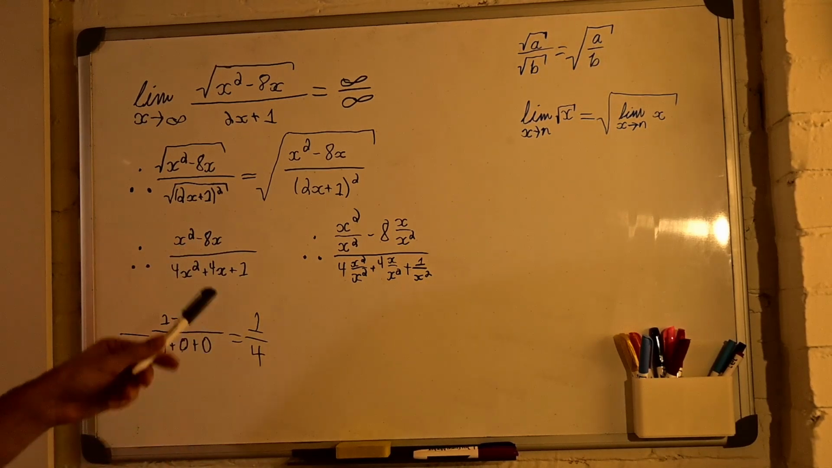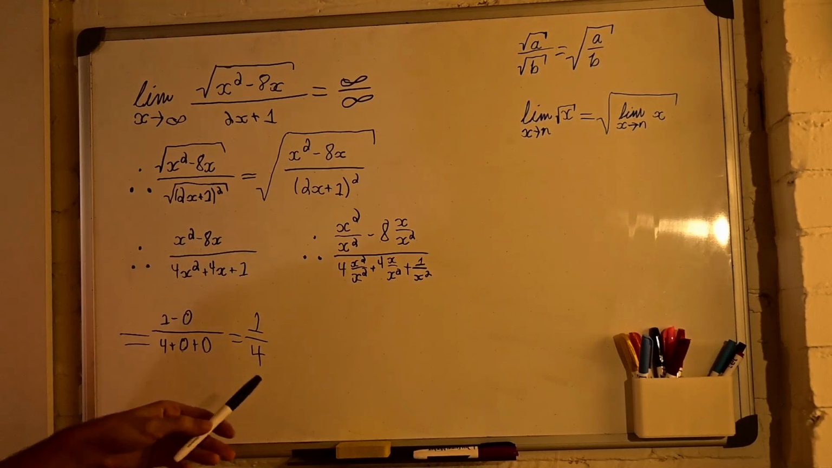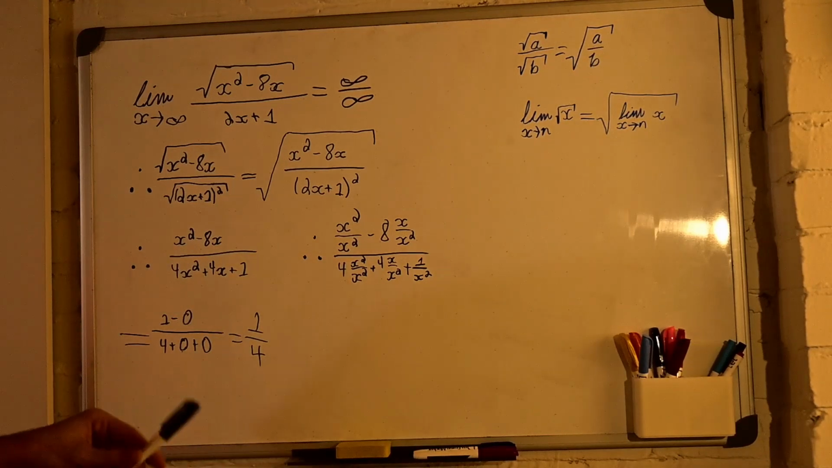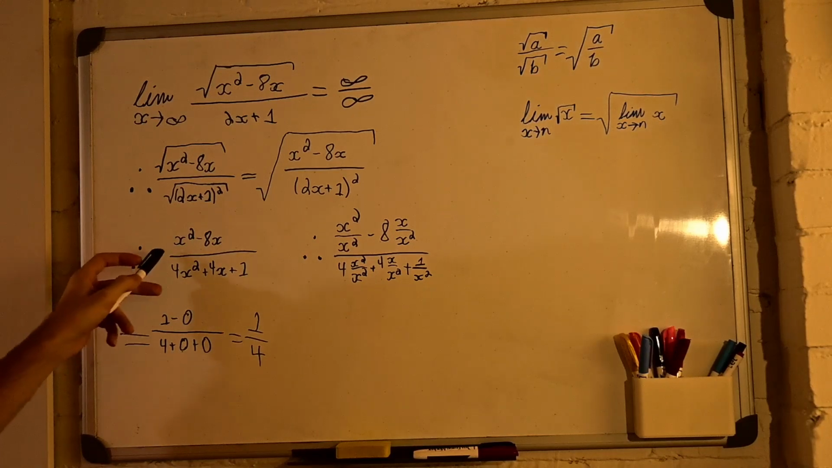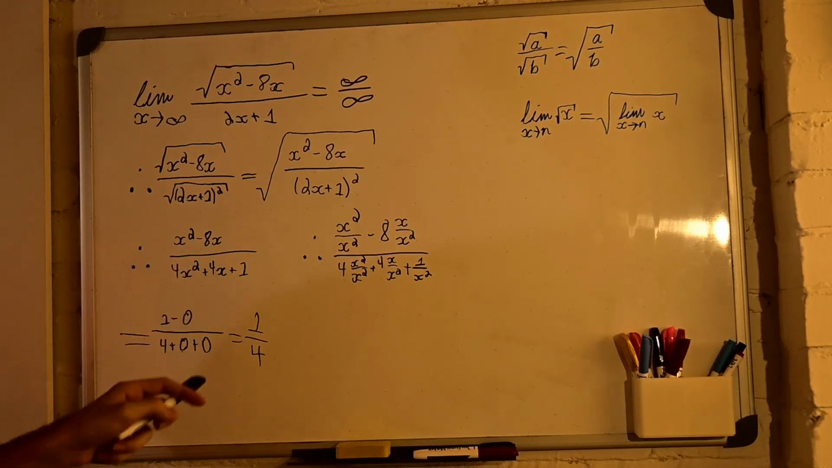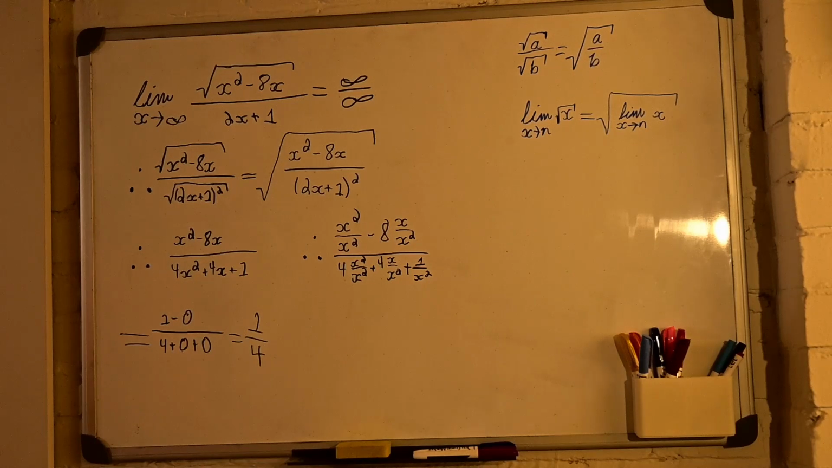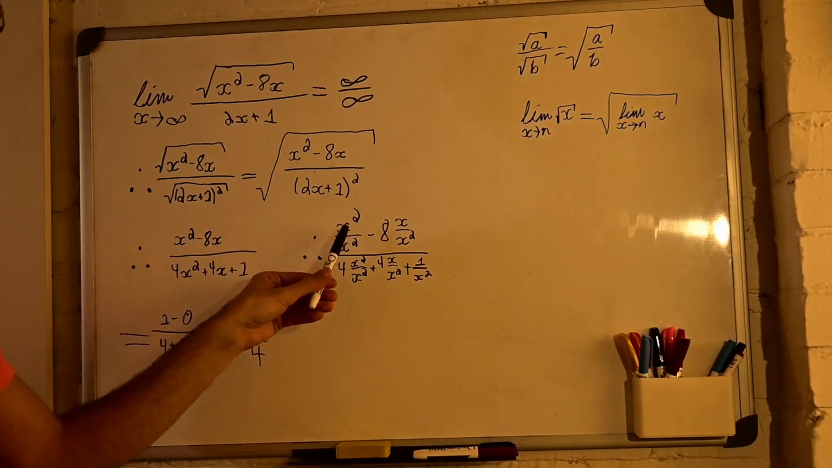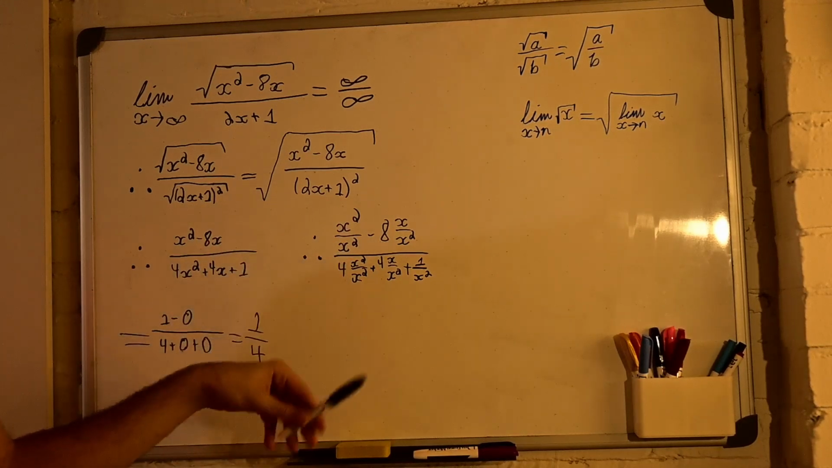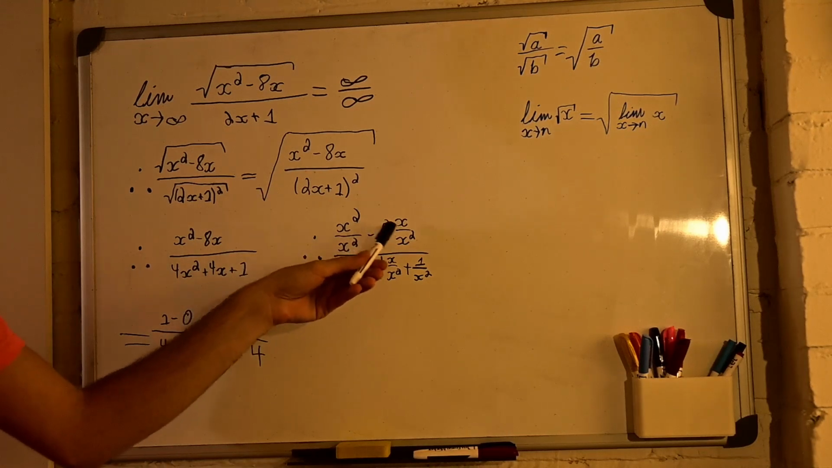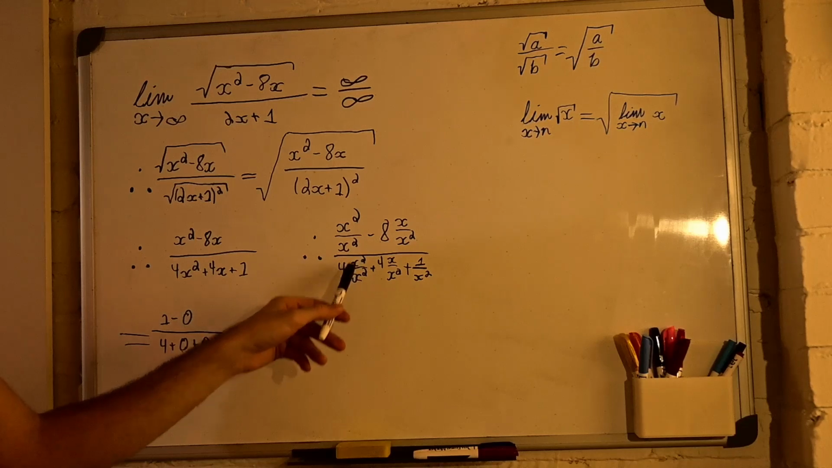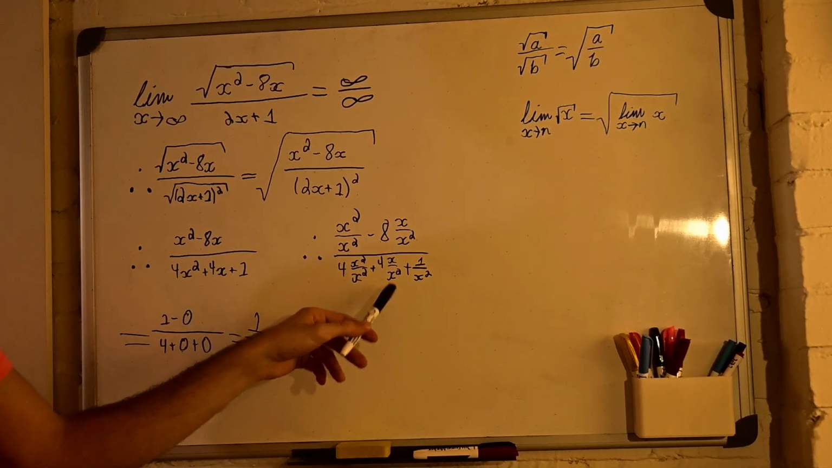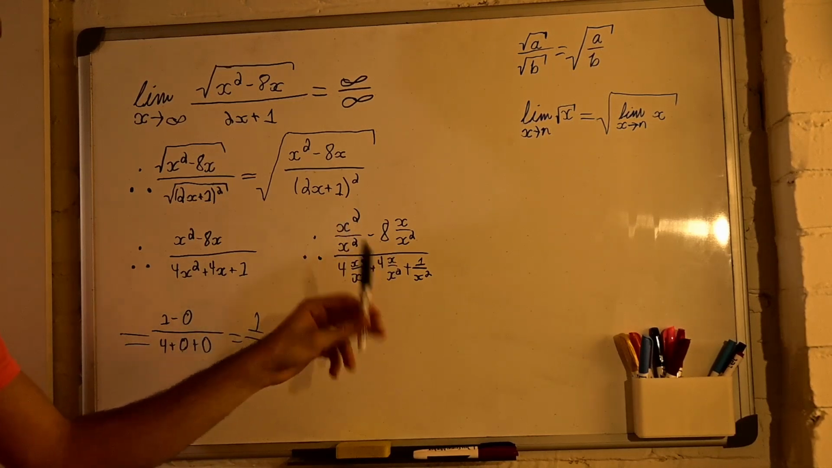We're going to find the highest power of x, and we're going to divide every single term by x to that power. In this case, the highest power is x squared, because we have x squared here and x squared here. We don't have anything bigger than that. So we're going to divide every single term by x squared. So x squared divided by x squared minus 8 times x divided by x squared, and then all that's divided by 4x squared divided by x squared plus 4x divided by x squared plus 1 divided by x squared.